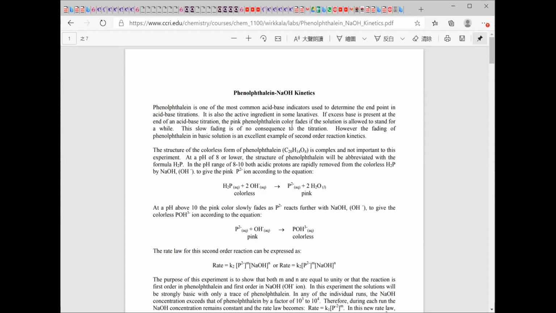We rely on the color change. So every time, you should do it consistently with the number of drops of indicator to be added as well. Our common practice is 3 to 5 drops is enough.